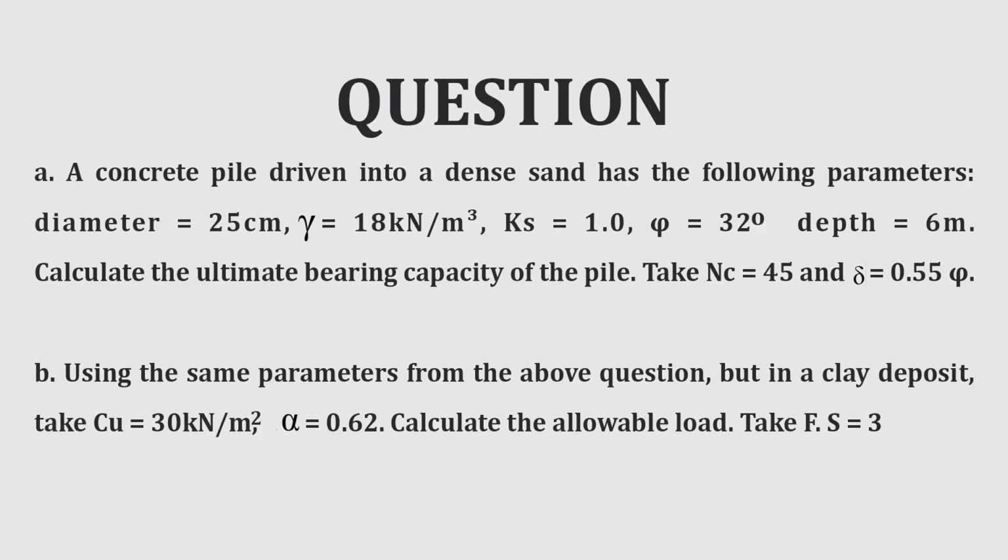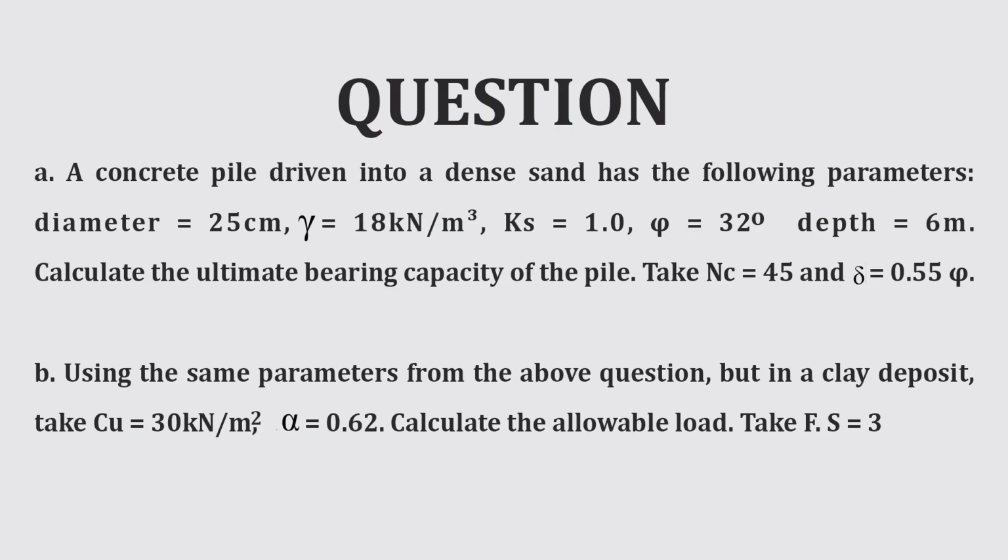The question says, a concrete pile driven into a dense sand has the following parameters: diameter 25 centimeters, unit weight gamma 18 kilonewton per meter cube, Ks equal to 1.0, phi equal to 32 degrees, and depth 6 meters. Calculate the ultimate bearing capacity of the pile. Take Nq to be 45 and our deflection to be 0.555.